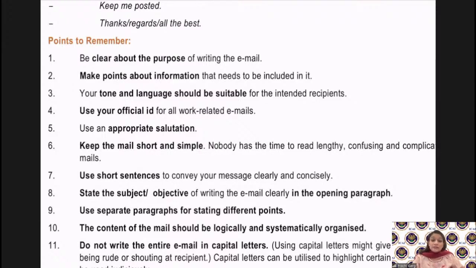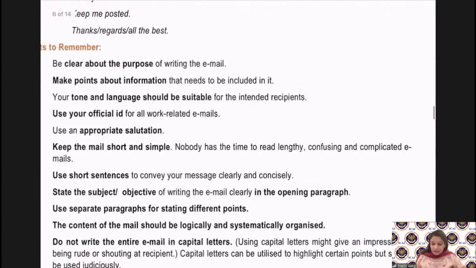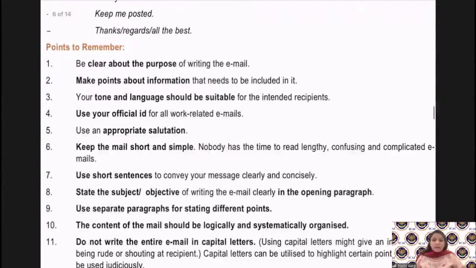Keep the mail short and simple. The mail has to be short and simple. Nobody has time to read lengthy, confusing, and complicated emails, right? If the person does not understand your email in one reading, then it will be very confusing, and the person might not be interested in your email.